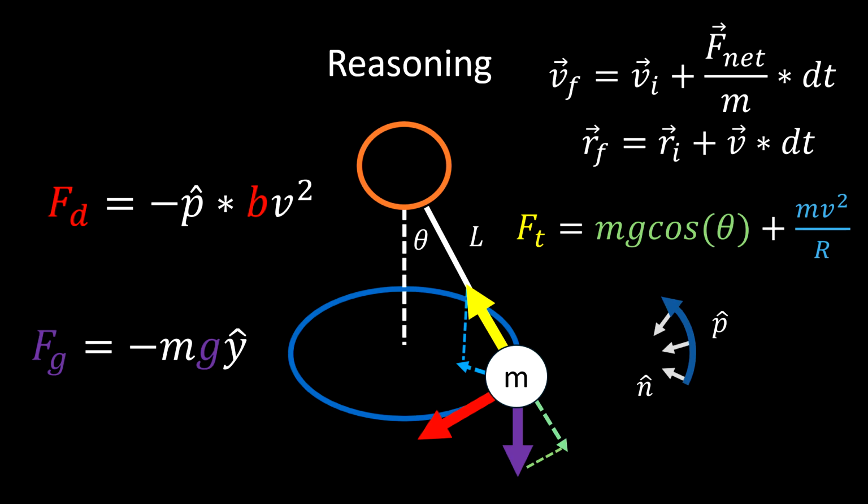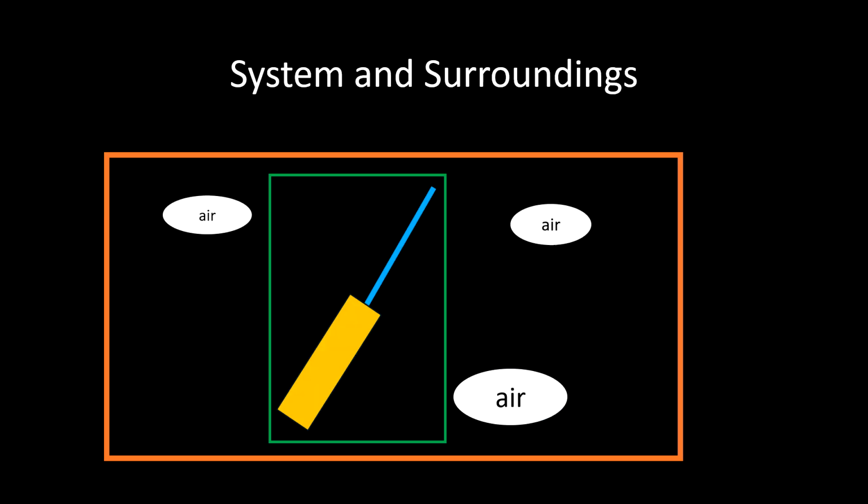So in our model, force drag and force gravity are going to stay exactly the same as before, but for force tension, we're going to have to take the parallel component of gravity and mass times velocity squared over r, so centripetal force, and combine those two together to get our force tension in order to keep it in this motion. The system is our pendulum, and the air and our earth is the surroundings.